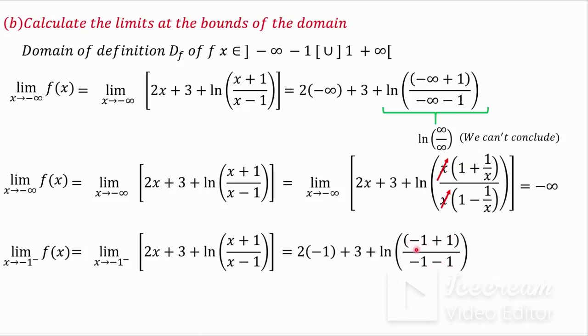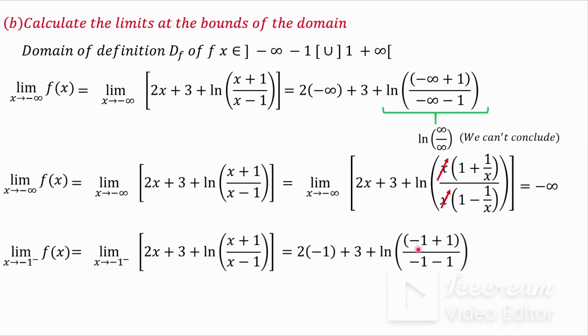In the numerator we are going to have negative 1 plus 1, which gives us 0. In the denominator we are going to have negative 1 minus 1, which gives us negative 2. So here we are going to have 0 divided by negative 2, which gives us 0. Take note, we are going to have 0 divided by something negative. So 0 divided by negative 2.